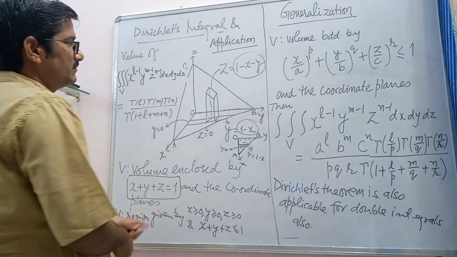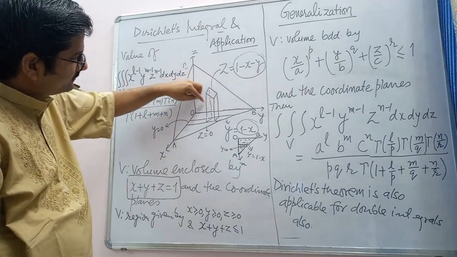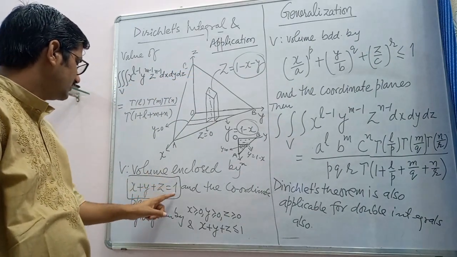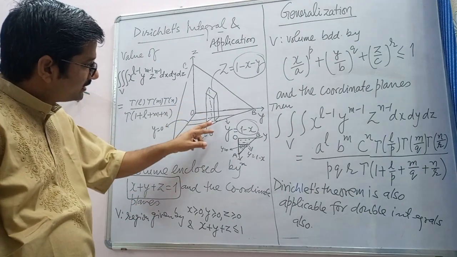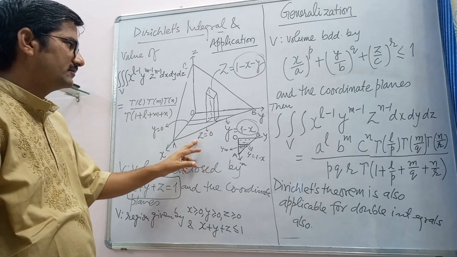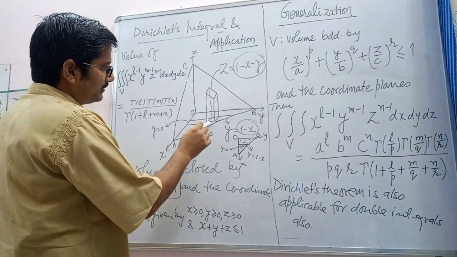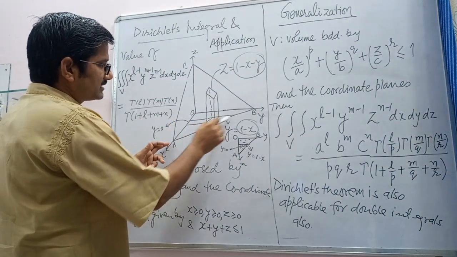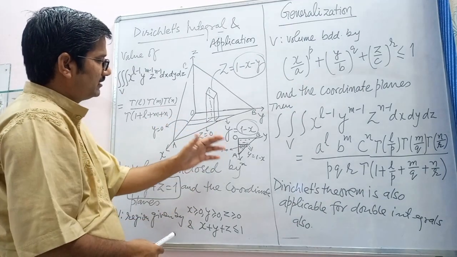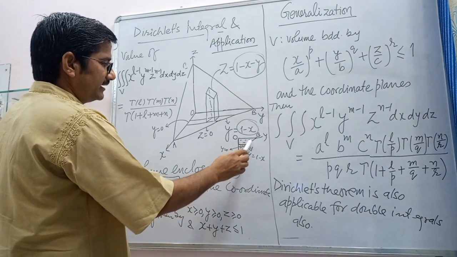The upper end of this bar is z is equal to 1 minus x minus y, because we can find the value of z from here by solving this equation. So z is equal to 1 minus x minus y, and the lower end of this bar is on the xy plane. So at the xy plane z is equal to 0. And this lower end or base of this bar will move over this right angle triangle in the xy plane. So this plane region is described here by the right angle triangle OAB.